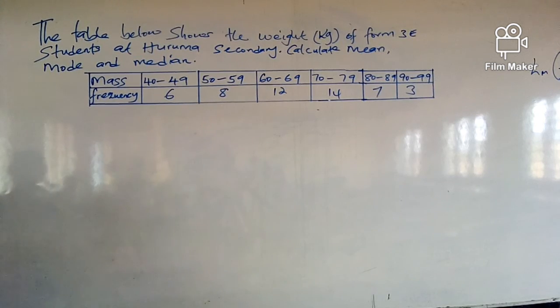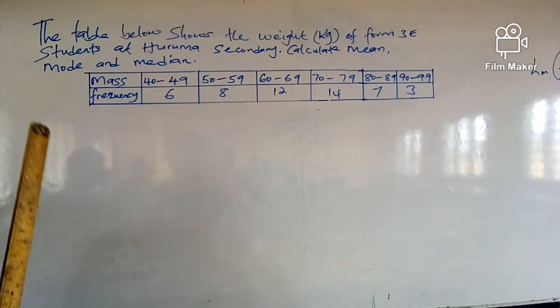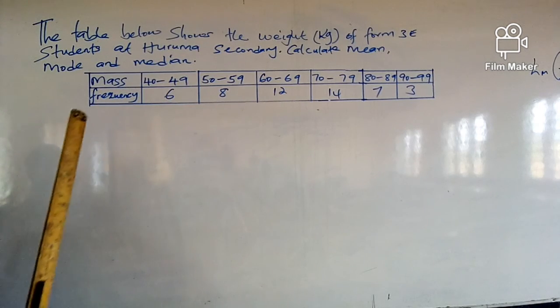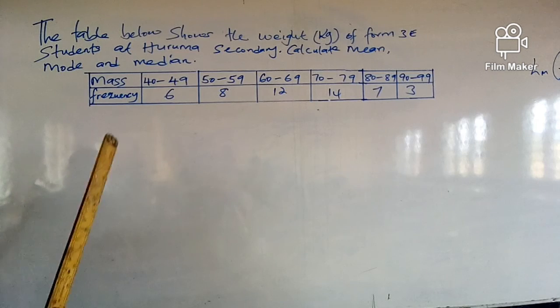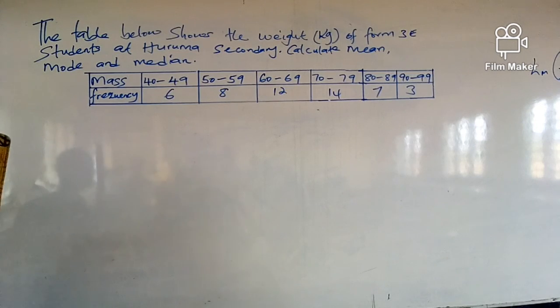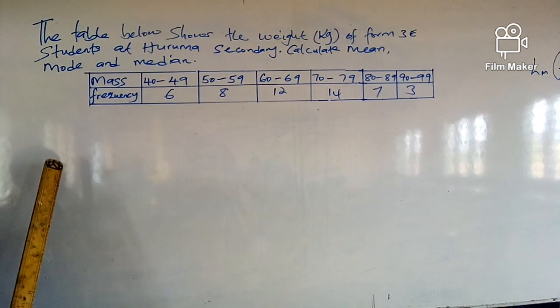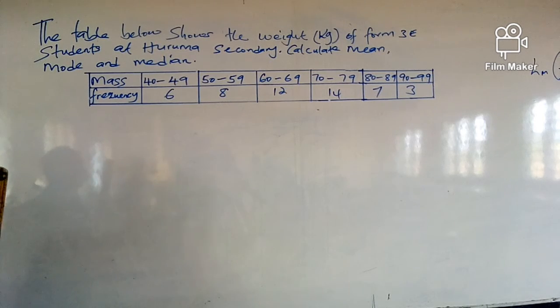Welcome to statistics. Today we are going to learn how to find statistics of grouped data. So we are going to learn how to calculate the mean, mode and median of the grouped data. So we are going to start with our first problem. The table below shows the weight in kilogram of Form 3 students at Huruma Day Secondary School. Calculate the mean, mode and median of the distribution.